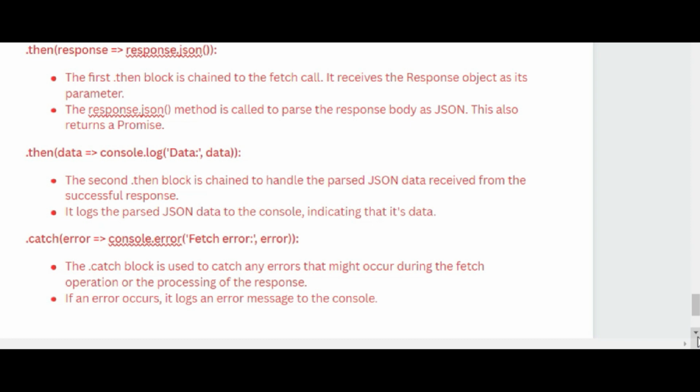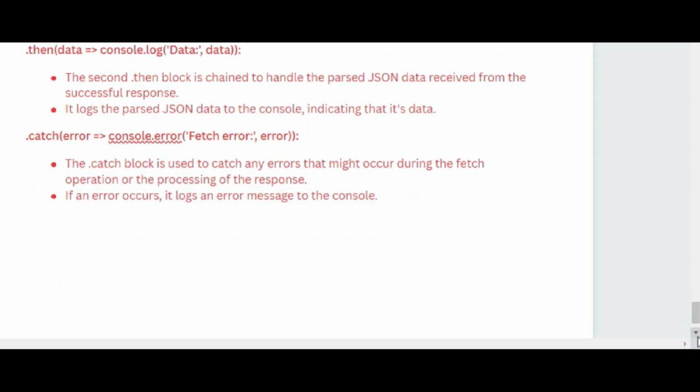Dot then data console.log data. What is the meaning of that? The second .then block is chained to handle the parsed JSON data received from the successful response. It logs the parsed JSON data to the console, indicating that it is data. Dot catch error. console.error Fetch error, error. The .catch block is used to catch any error that might occur during the fetch operation or the processing of the response. If an error occurs, it logs an error message to the console. So this is all about fetch API.